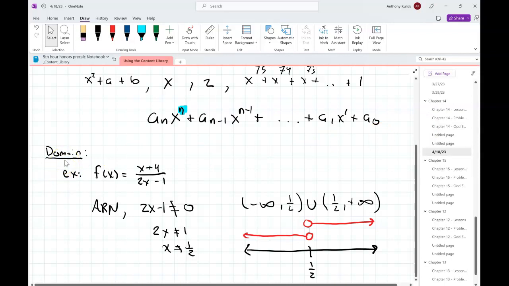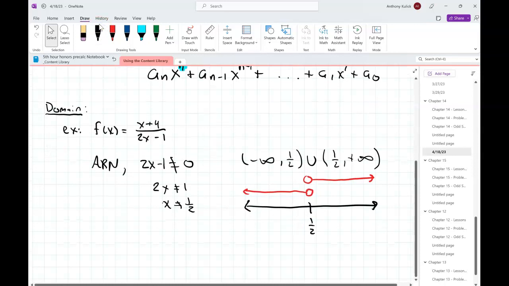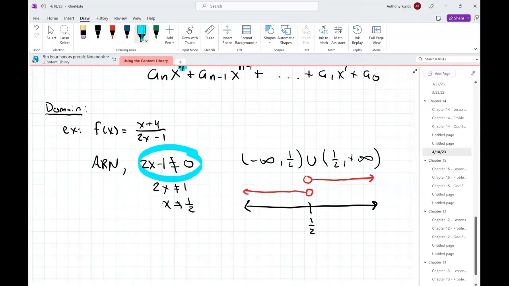Now, these places where the denominator equals 0 create a discontinuity in the graph, right? How many of these discontinuities can I have for a rational function? Here we see 1 is possible, right? Can I have less than 1? Yeah. Can I have more than 1? Yeah. How many can I have up to?